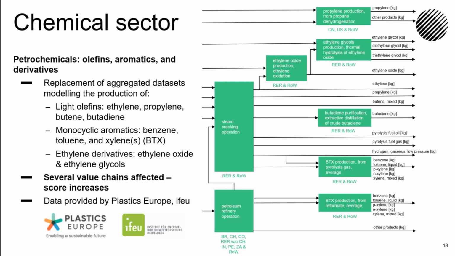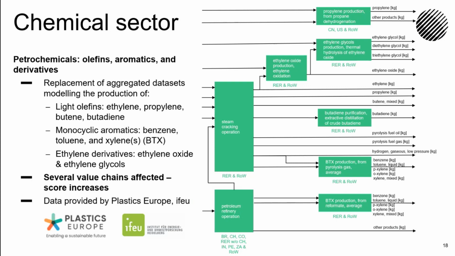The main point I want to highlight here is that the inputs to these processes are supplied by other datasets in the database, which includes the updated oil and gas supply chain further upstream. So this means with this update, the value chains of the different products listed here are modeled more transparently than in previous versions. This update has resulted in an increase of the global warming potential scores of several products.